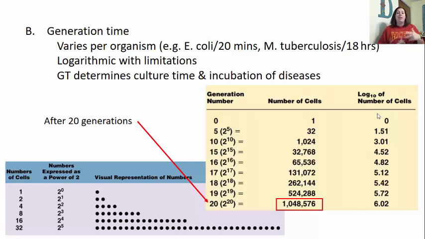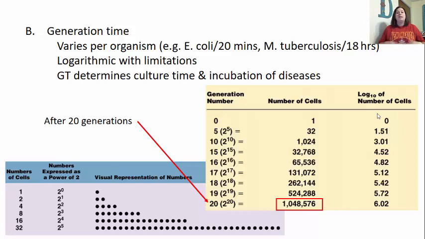Okay. On the other hand, when we look here at M. tuberculosis, this one takes 18 hours to go from one cell to two. So you're obviously going to have to incubate this one longer in order to actually see results of these colonies. We do see that this is logarithmic, but there are some limitations.